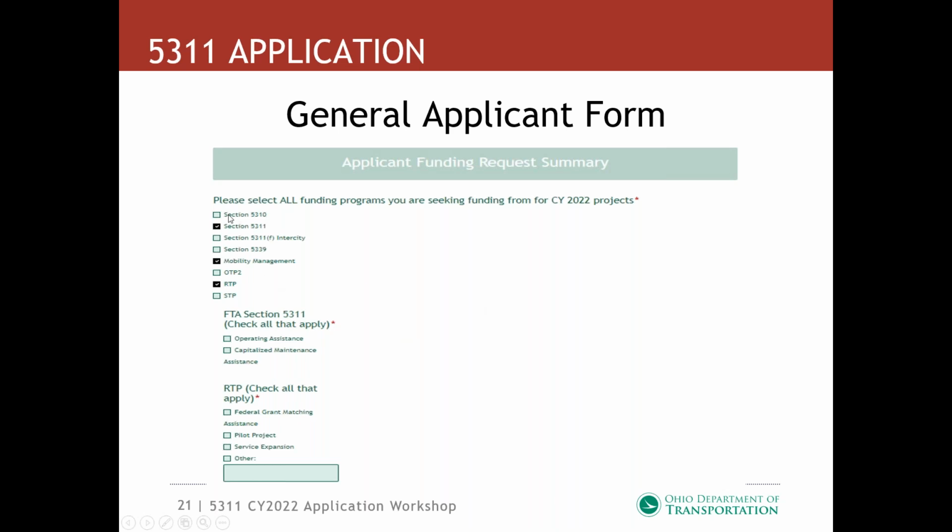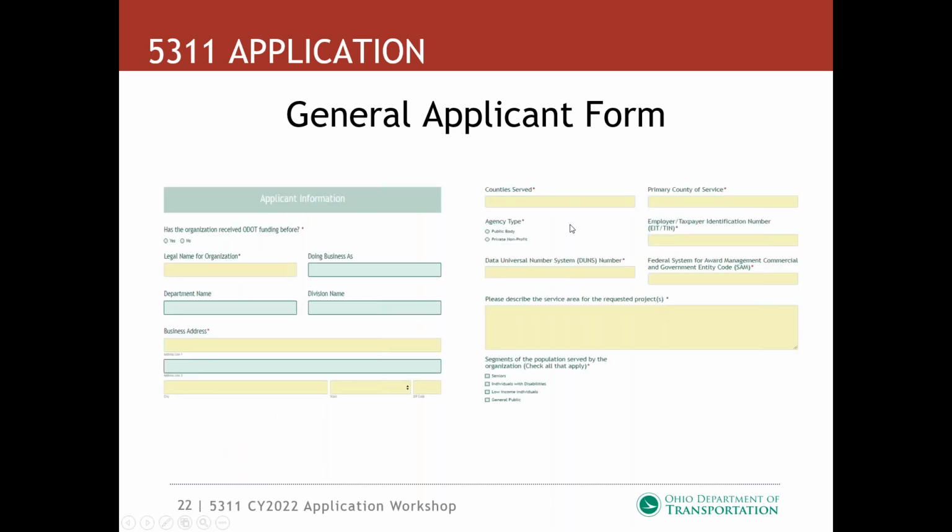So you're going to select the programs that you are applying for, and then that will give you additional information here. If you're applying for 5311, you want to check that you're applying for operating assistance and/or capitalized maintenance. When you're applying for the Rural Transit Program, RTP, what are you applying those funds for? Whether it's matching assistance, a pilot project, a service expansion, or another project. So you want to check those boxes as appropriate.